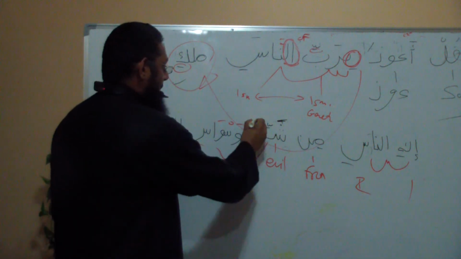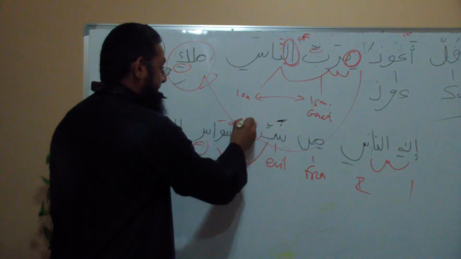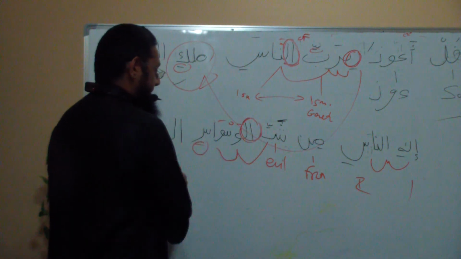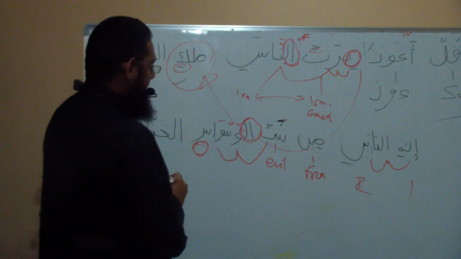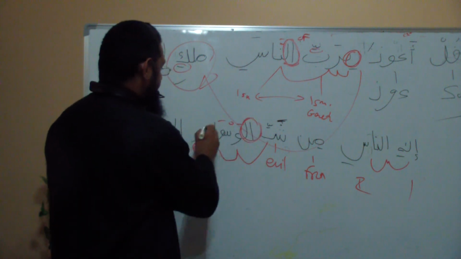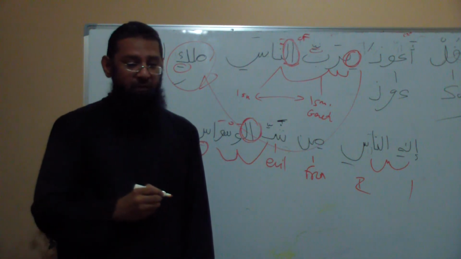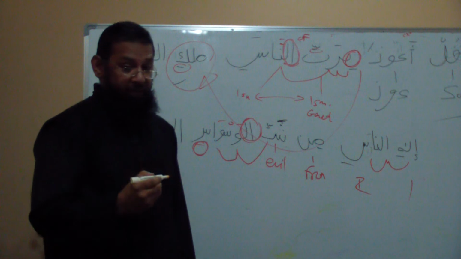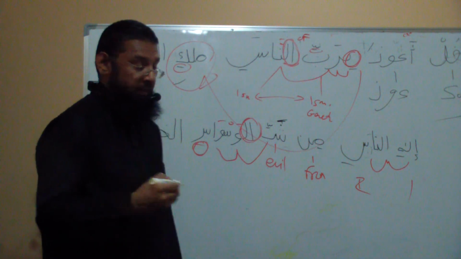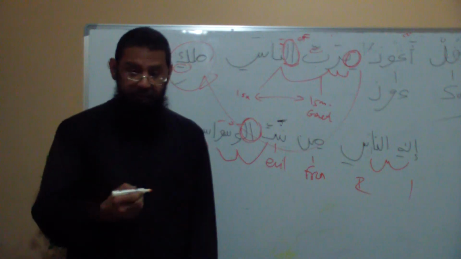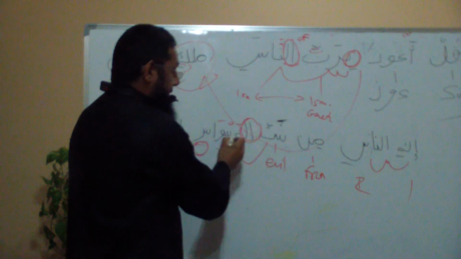Idafa. Because you've got al and kasra here. So it's evil of the, because it's the definite article of the something. This kasra will tell you that it must be of the something. So Sharril waswasi. Okay, so waswas means, does anyone know? Whispering. Or the whisperer. Waswas is the whisperer. So you're seeking refuge from the evil of the whisperer.